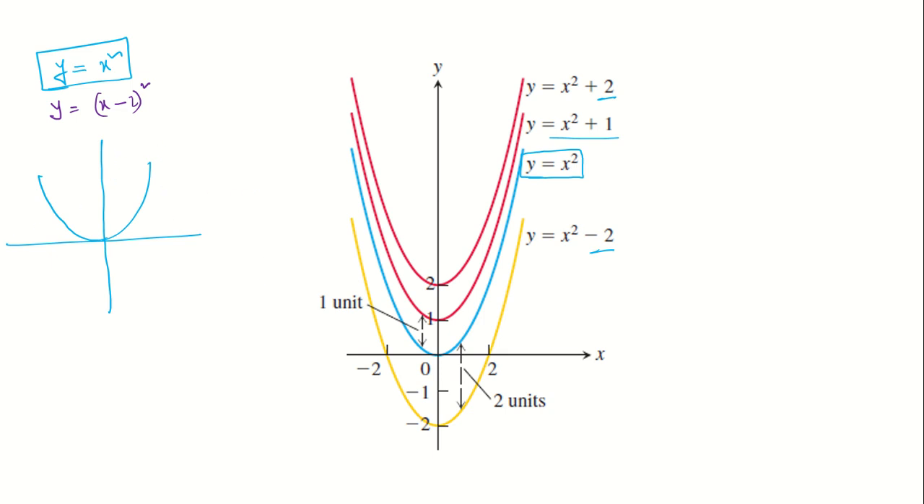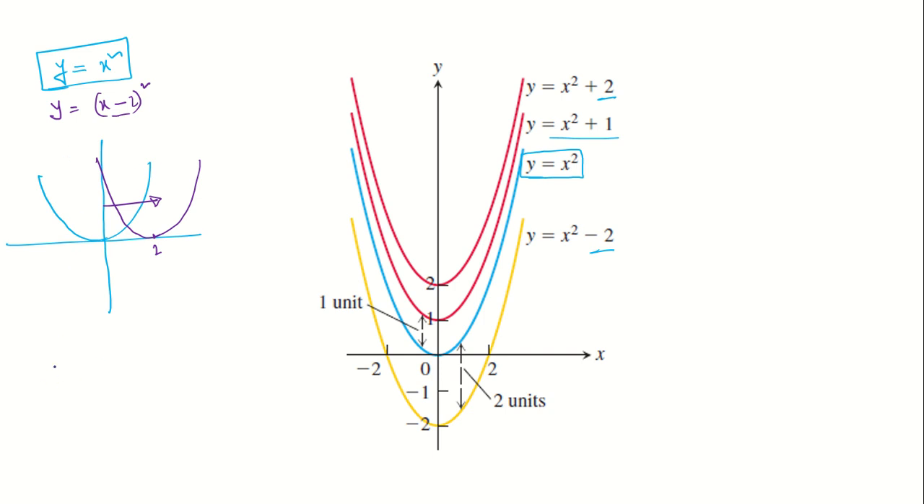Left or right? Okay, no. We are given here x minus 2, so it will move to the right, 2 units. So if it is 2 here, this will be the vertex point.